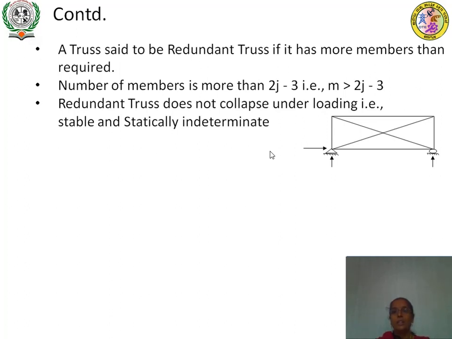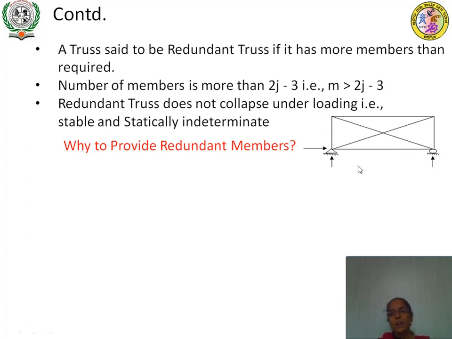whereas a deficient truss is an unstable structure. Then we have provided one extra member. So the number of members is 6, the requirement is 5, but that means we have provided one additional extra member.